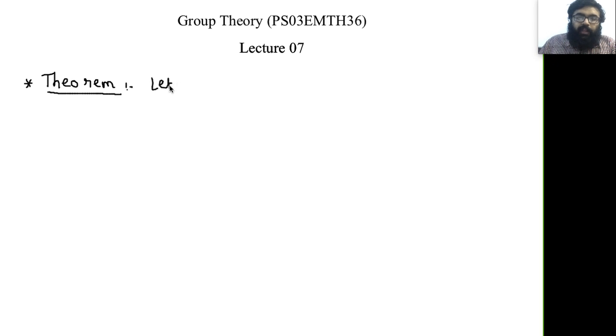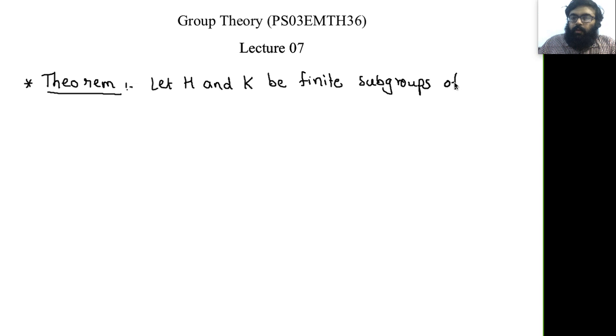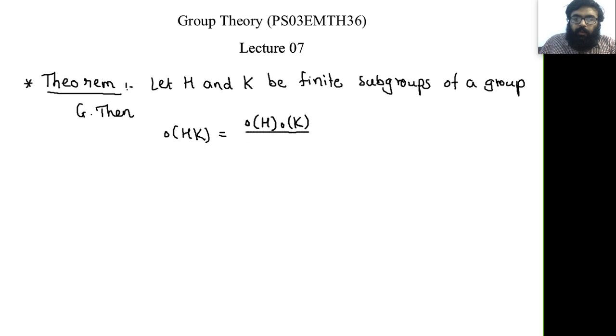So let H and K be finite subgroups of a group G, then what we have, and we have seen in a few examples, the order of HK is the order of H times the order of K upon the order of H intersection K.